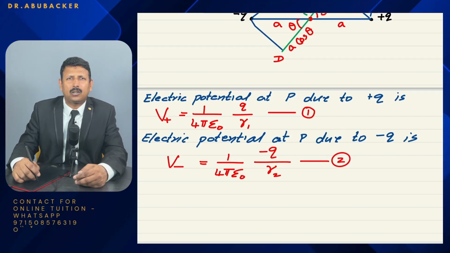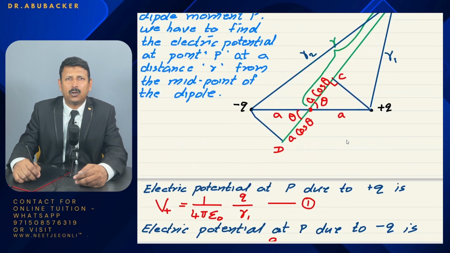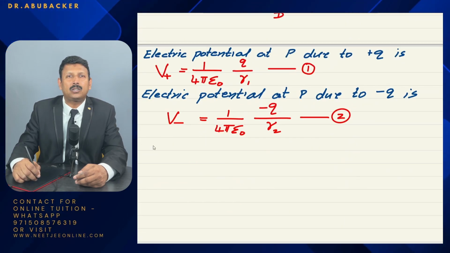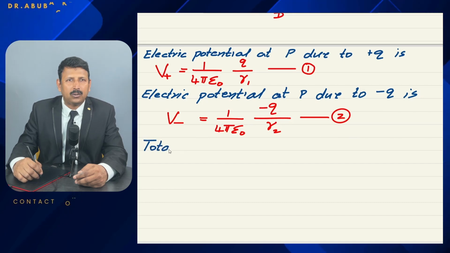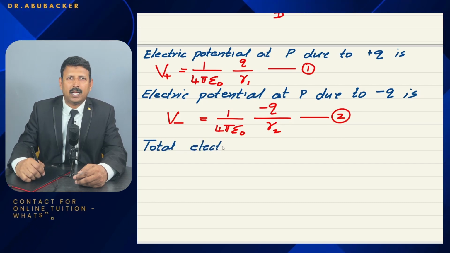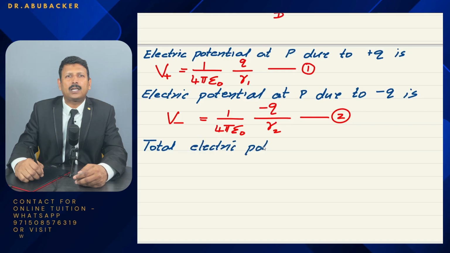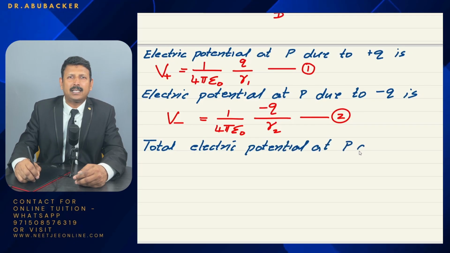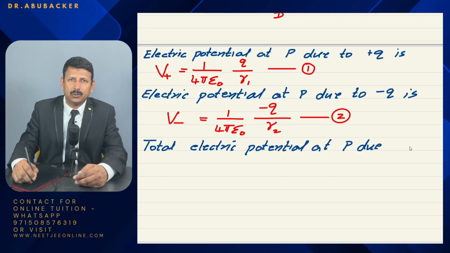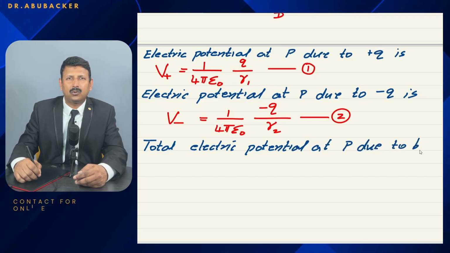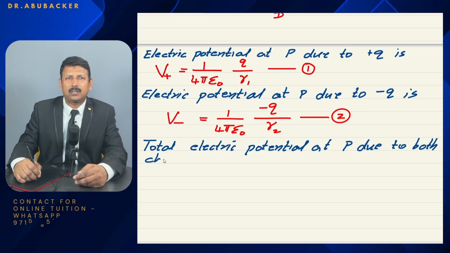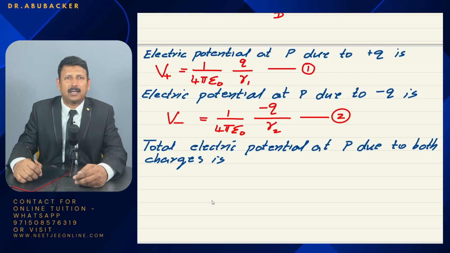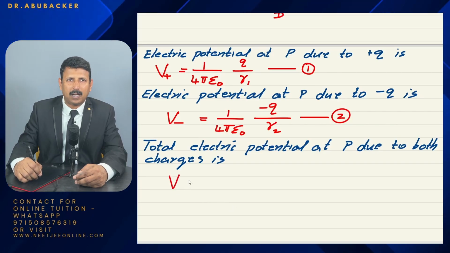So what is the common logic? Total potential at P will be due to plus q and minus q. That means the total potential at P due to the dipole is the sum of these two potentials. So that we are going to write now. Total electric potential at P due to, you have two options. You can write either both the plus q and minus q charges, otherwise you can write due to the electric dipole. Both give the same meaning. So total V will be equal to the sum of them, right?